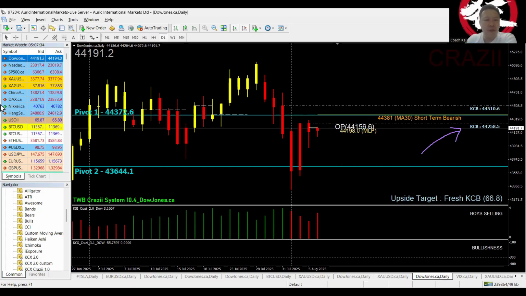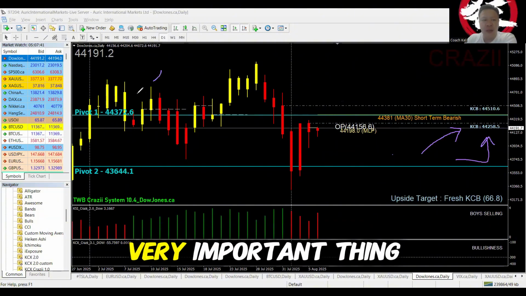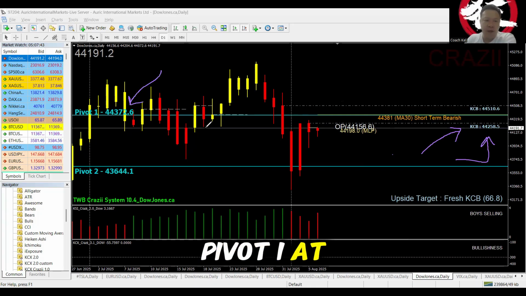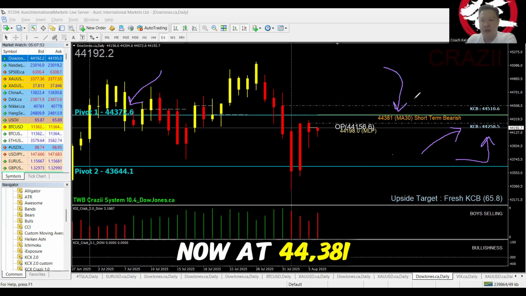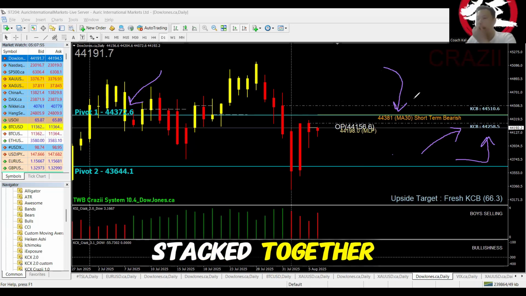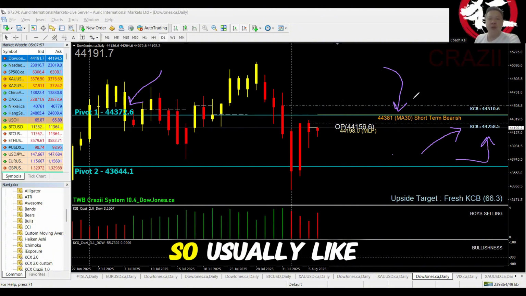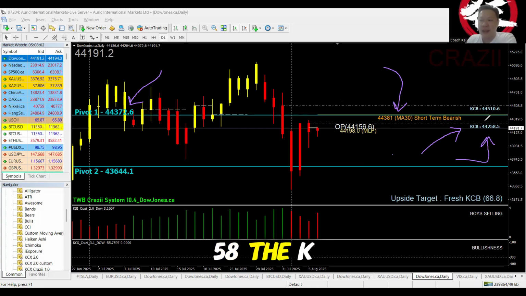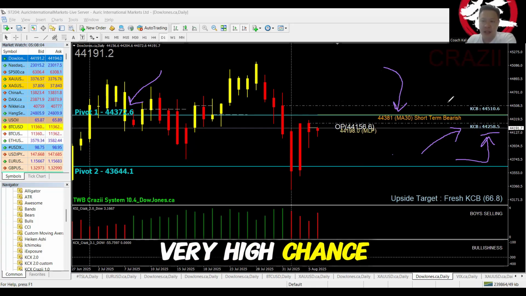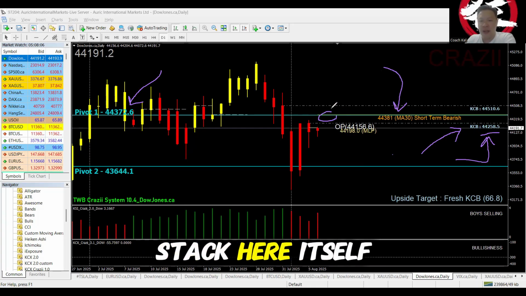So that is the KCB at 44,258. Now there's a very important thing, which is the pivot one at 44,372, which is stacked with the MA30, which is here at 44,381. Stacked means they are very close to each other. Usually, like a law of attraction, if the market does break 44,258, the KCB here, there's a very high chance it could go towards this stack.